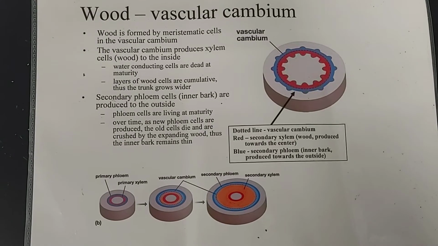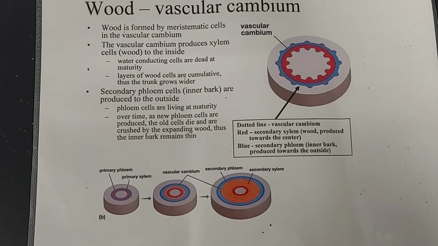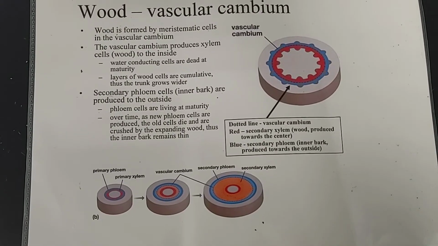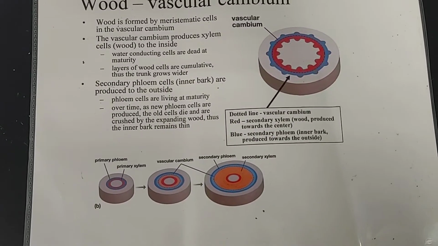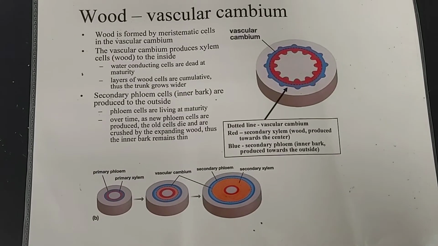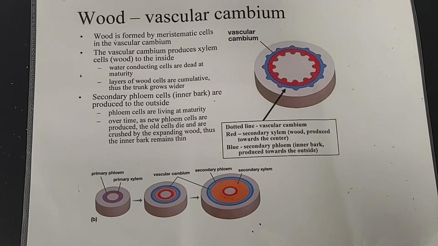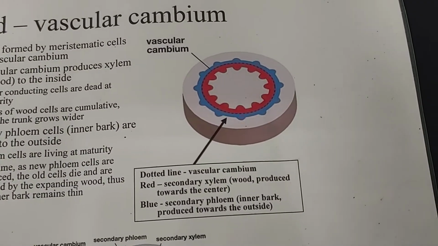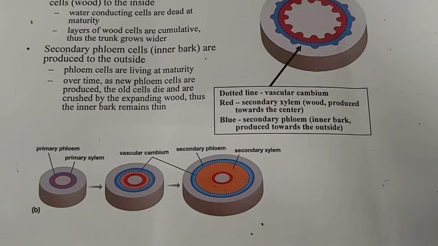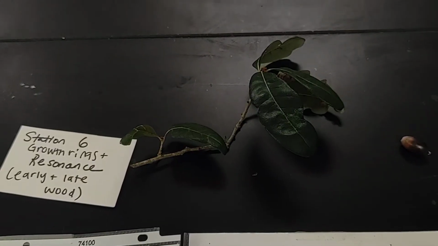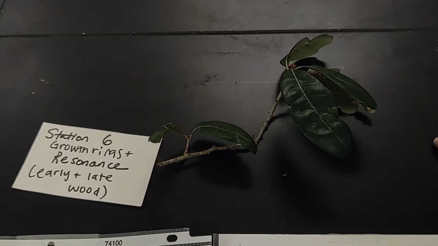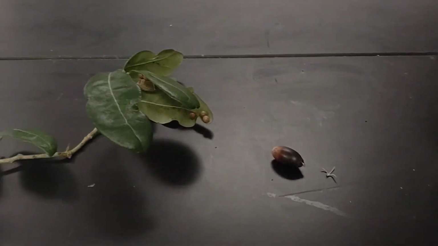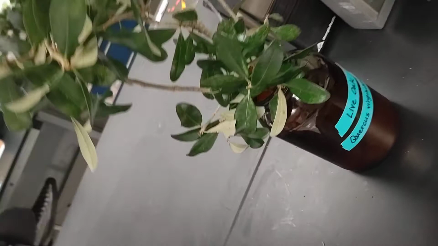Here is the cambium itself, formed by different meristematic cells, the lateral meristems, that allow the plant to grow outwardly. So wood is an accumulation of secondary xylem. Here's a good image of the cambium. Just as a reminder, this regards to Station 6, growth rings and resonance. Here's an acorn and a live oak specimen found on campus.